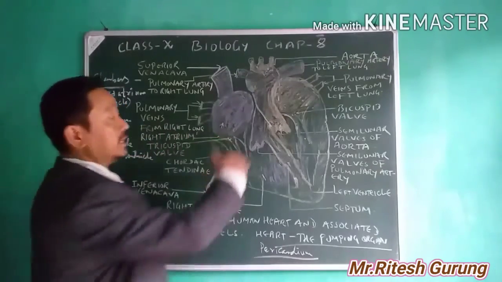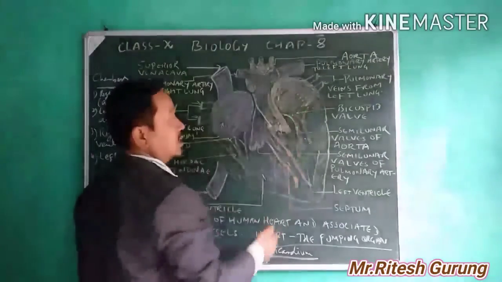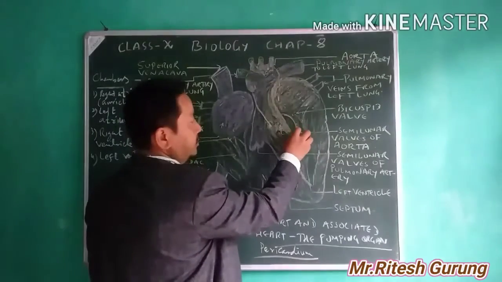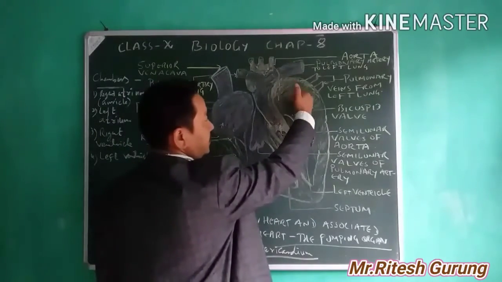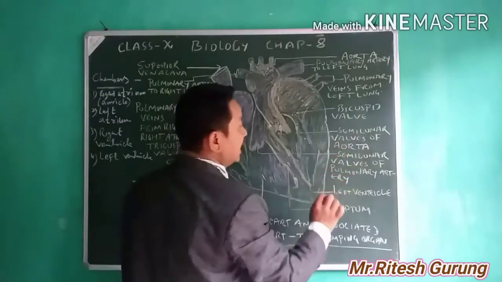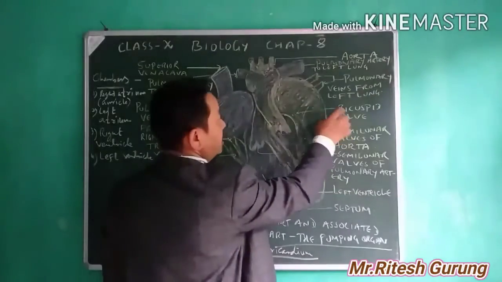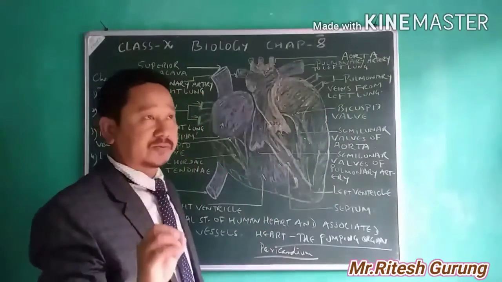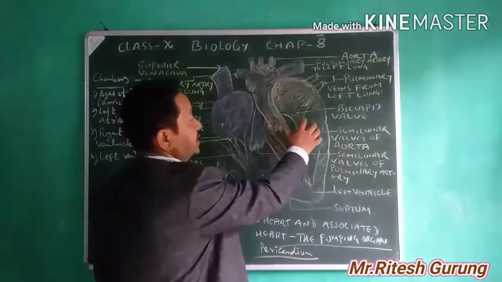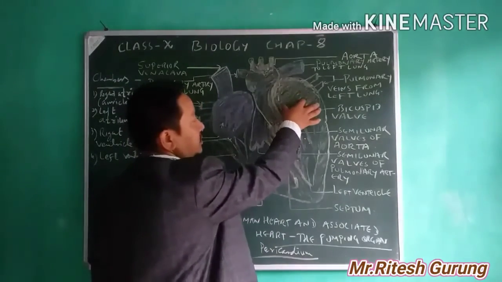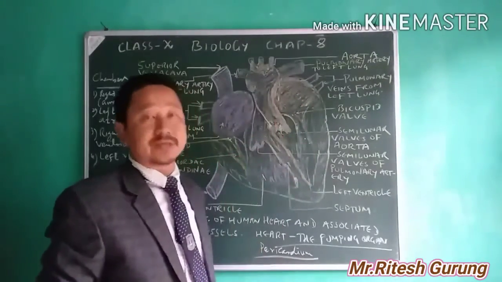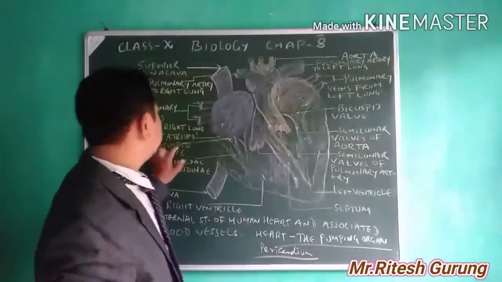So this is there, and on the other side you find the region which separates this left auricle and left ventricle, called your bicuspid valve. Here is the bicuspid valve where you find two cups or two flaps, which separate the left atrium from the left ventricle. Okay, here is bicuspid, here is tricuspid.